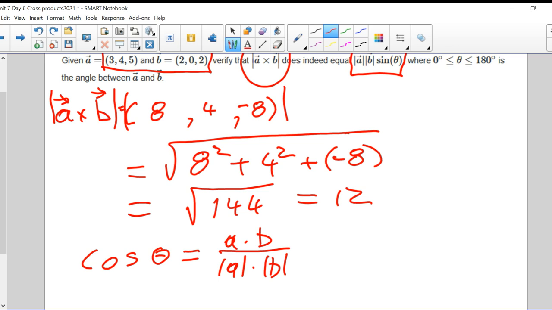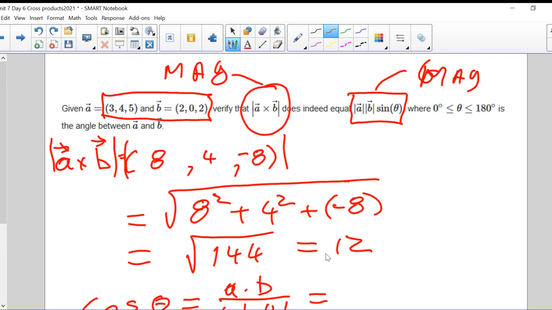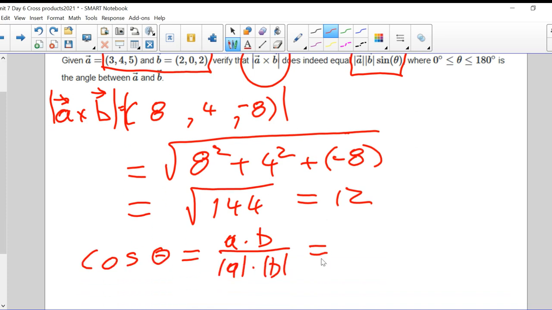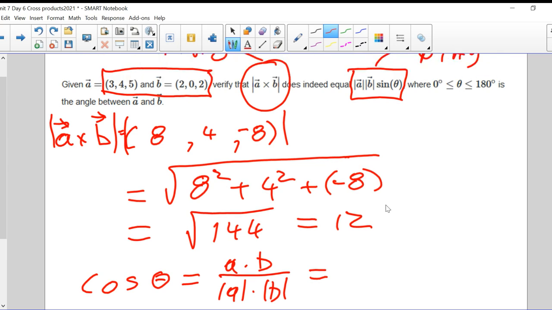So let's go ahead and find the dot product of these two vectors. Now remember, dot product is easy. That's not the one that takes up all the time. So it's 3 times 2 plus 4 times 0 plus 5 times 2. What are you getting when you find that dot product? Let me show the vectors again: 3, 4, 5, 2, 0, 2. Work it out for yourself. Okay, there you go, 16.